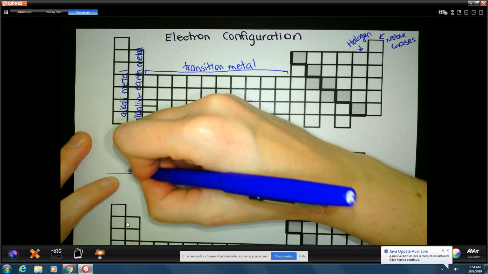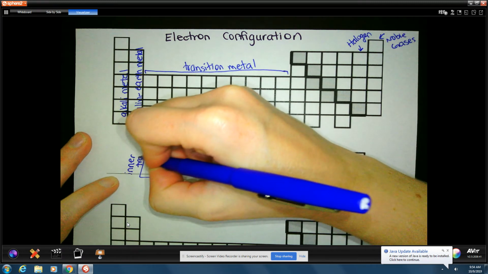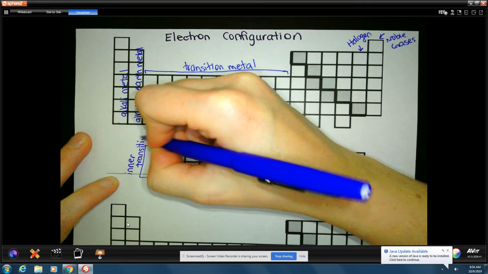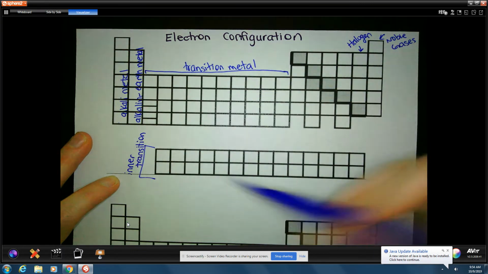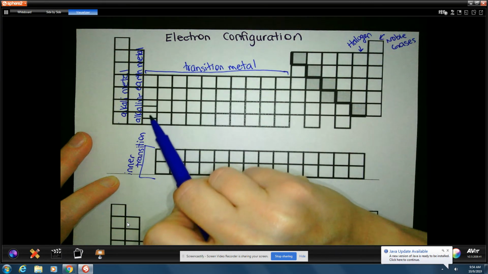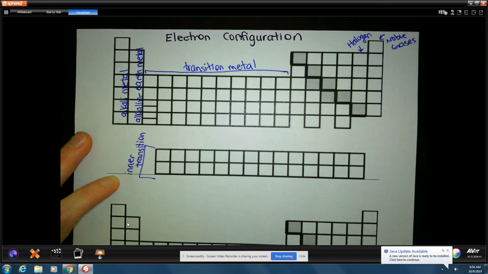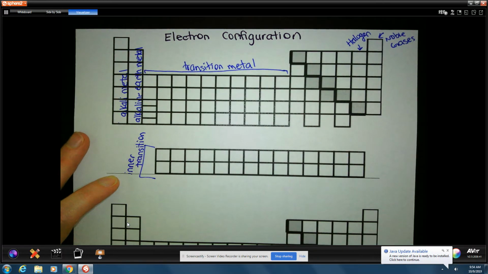These down here are called your inner transition. Remember, one thing we talked about was that these right here actually belong here. So it makes the periodic table super long, which is why it's called inner transition.